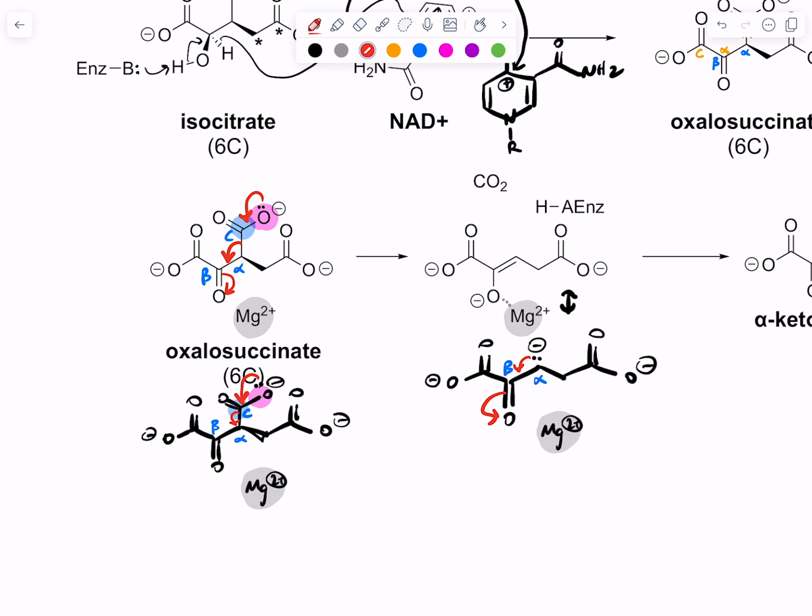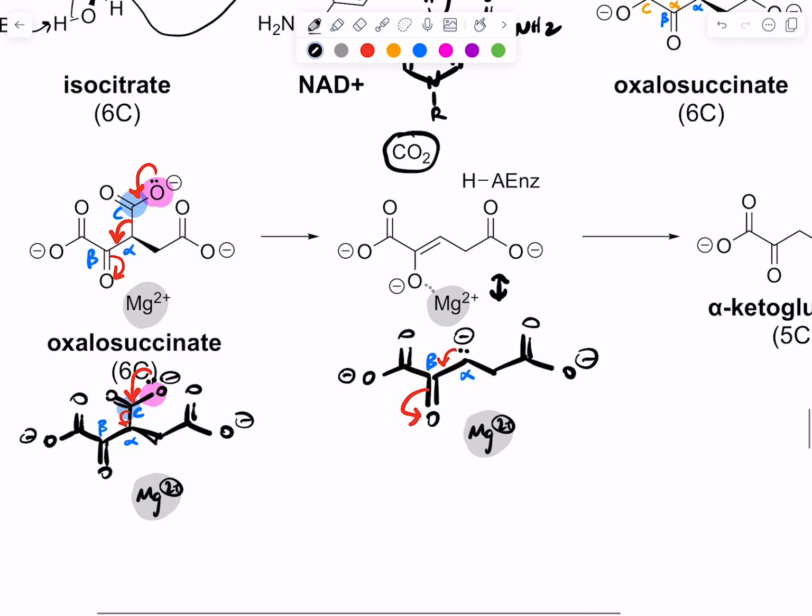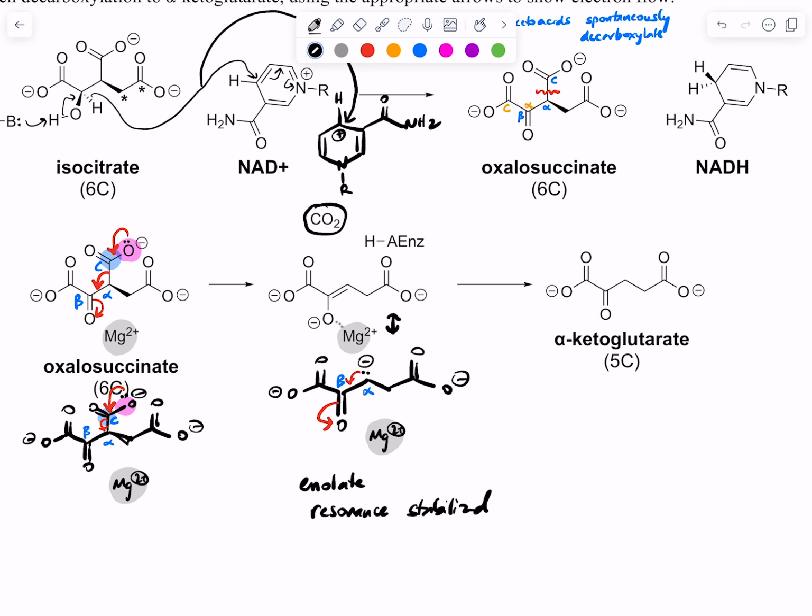So that's the loss of CO2, and because CO2 is a gas, it readily dissolves in your blood and then you exhale it. This is irreversible. You lose CO2, you're not going back. So any step in the citric acid cycle where CO2 is lost, just because of entropy and CO2 going away into the gas phase or dissolving in your blood, there's no going back. So what you've got here as a product after the decarboxylation is an enolate, which is resonance stabilized.